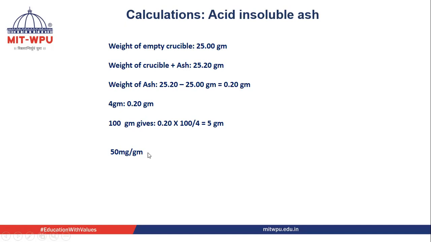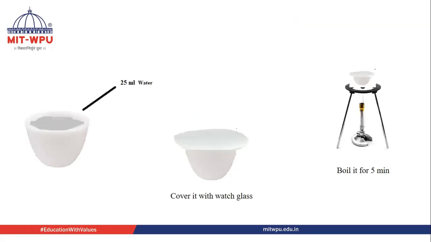So my acid insoluble ash of the cinchona powder is 50 milligram per gram. Now the next is water soluble ash. We saw the total ash, then acid insoluble ash. Now I am talking about water soluble ash. How much ash is soluble in water?